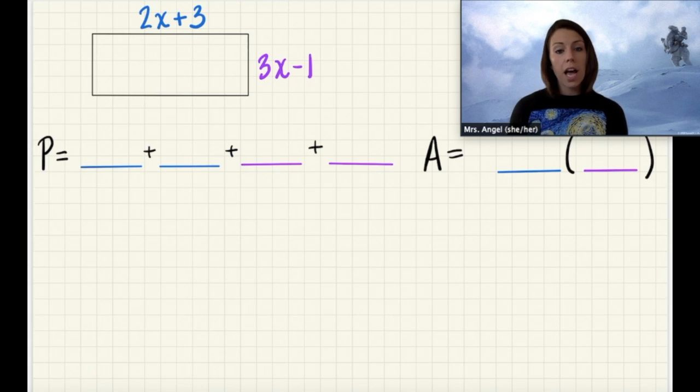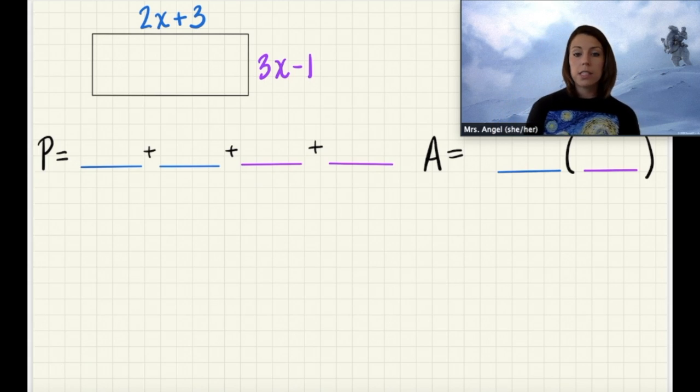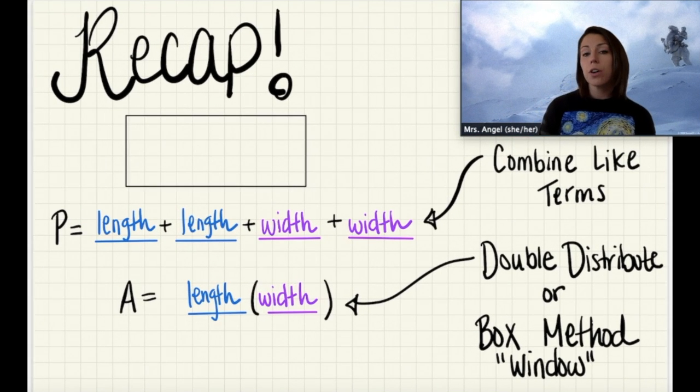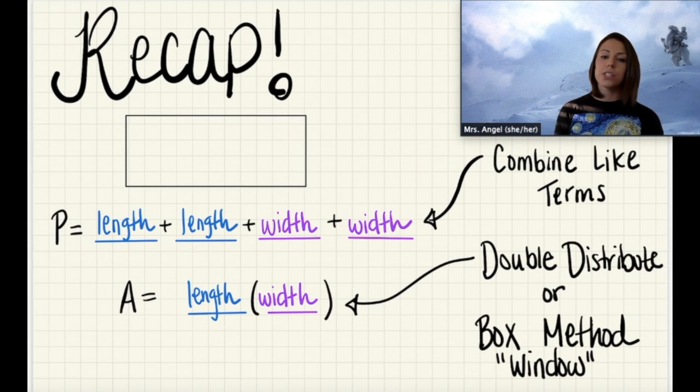It is a bit of a challenge because now we have coefficients. Find the perimeter and the area of this rectangle on your own now. So your teacher is going to go through that answer with you. For now, let's do a recap.